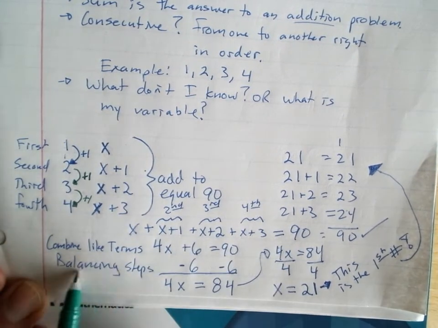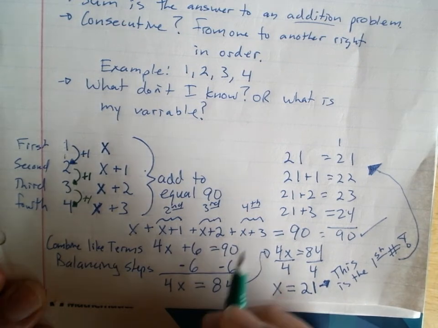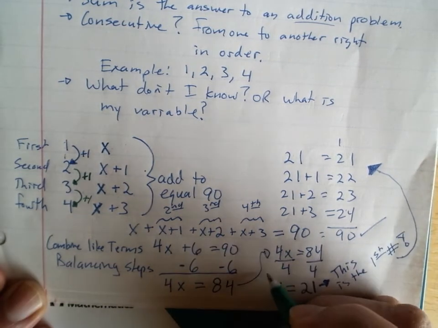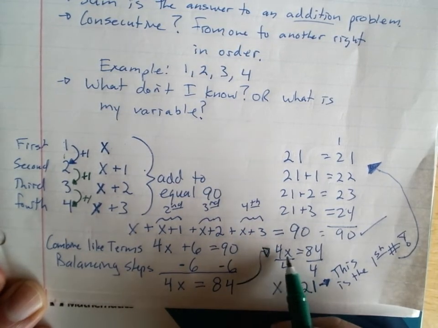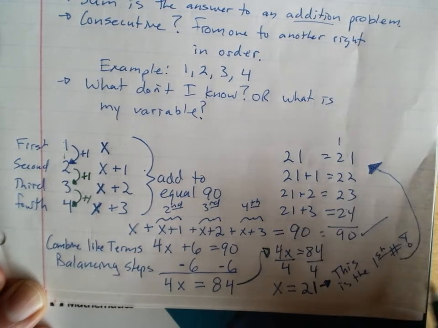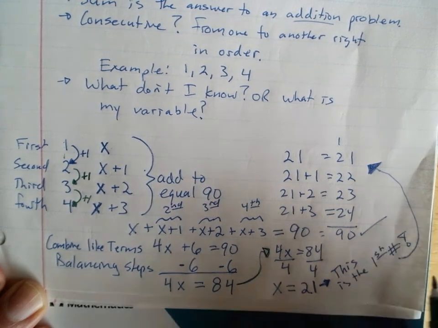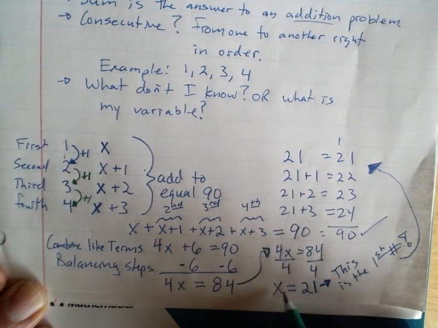Now from there, I'm going to do some balancing steps, which means I'm going to subtract the 6 on both sides. So now 4x equals 84. I ran out of space here, so I brought this over here. 4x equals 84. So if 4x equals 84, how much does 1x equal? So I have to divide both sides by 4. And when you divide 84 by 4, and you can use your calculator to do that, 84 divided by 4 happens to be 21. Right? So now this x is the first number, because that's what we said. Our variable x represents the first number. So the first number is 21.